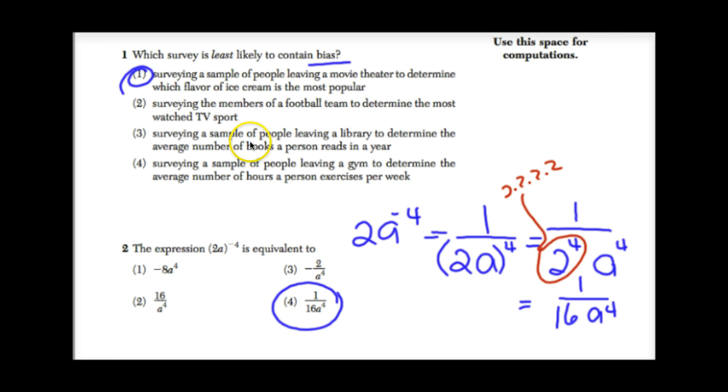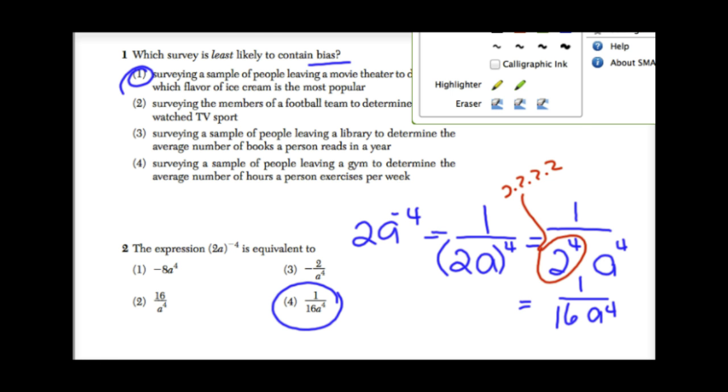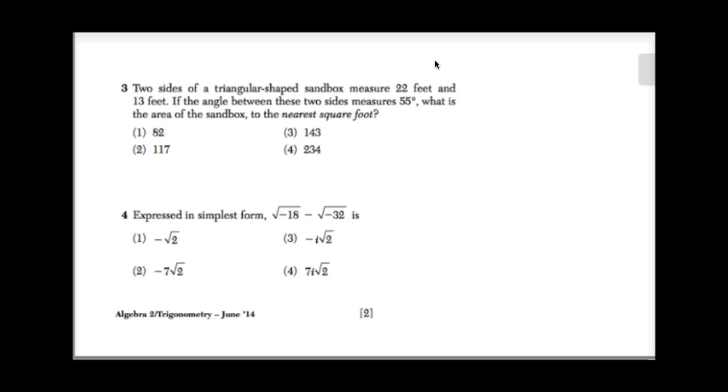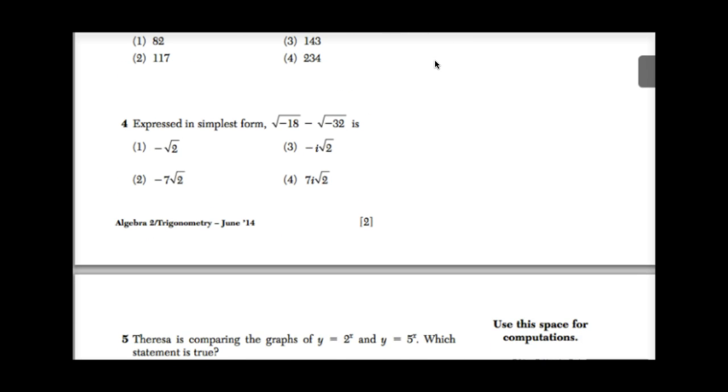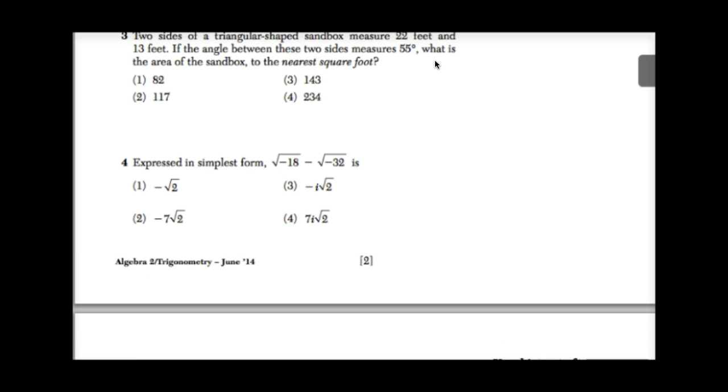Now we're going to go ahead and skip number 3, because we haven't done that. Number 4, we have talked about this. Express in simplest form, square root of negative 18 minus square root of 32.